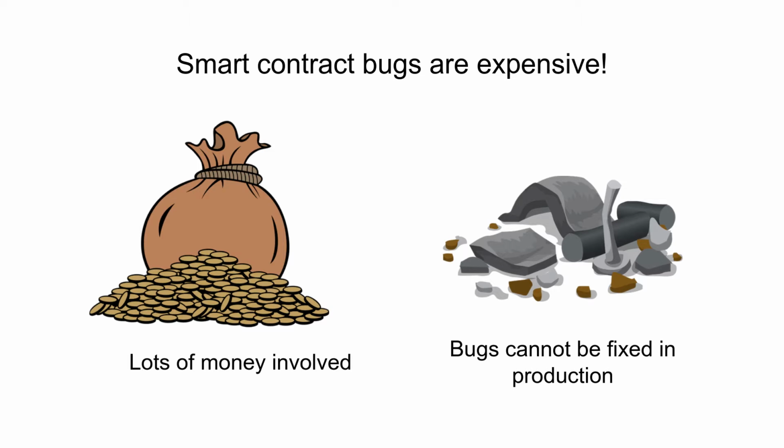However, smart contract bugs are very costly. Large amounts of currency move through smart contracts, and smart contracts cannot be modified after they're deployed. Thus, a smart contract bug leading to monetary losses cannot be fixed in production.